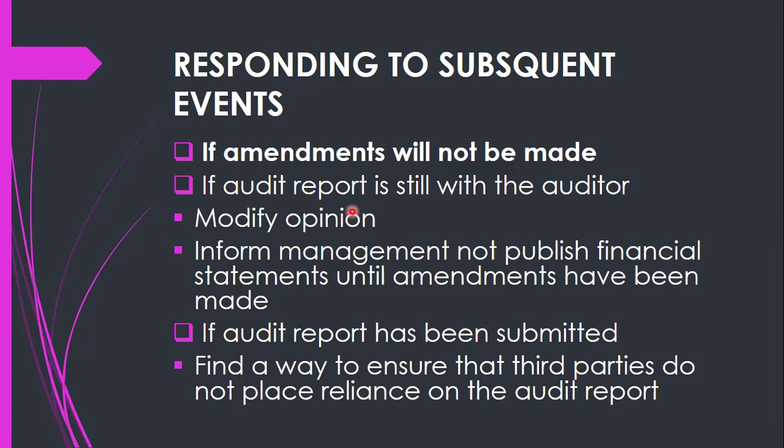So modification of an opinion simply means the auditor needs to change the opinion. If the opinion was unmodified, the auditor concluded that everything in the financial statements is okay and has been prepared according to how it's supposed to be prepared. The auditor is supposed to modify the opinion, given those facts that have been discovered, right? Then the auditor needs to inform management not to publish the financial statements until amendments have been made.